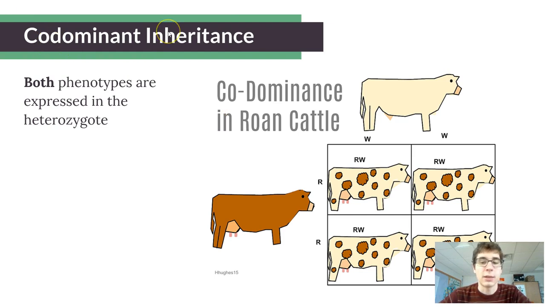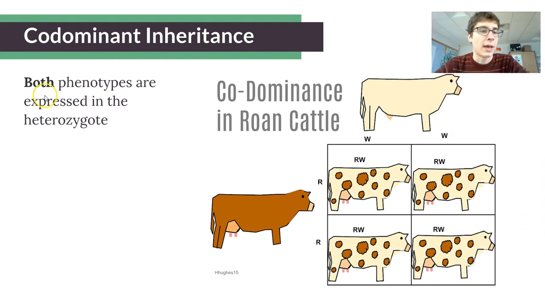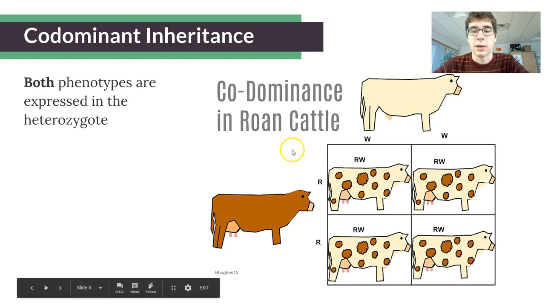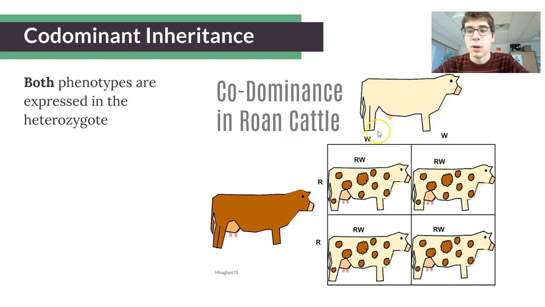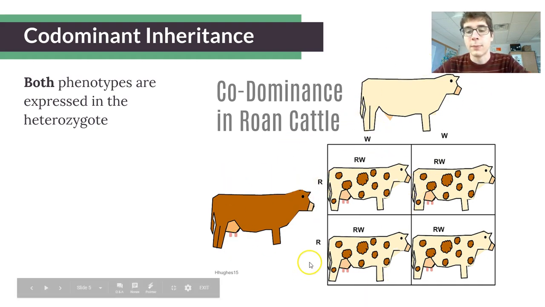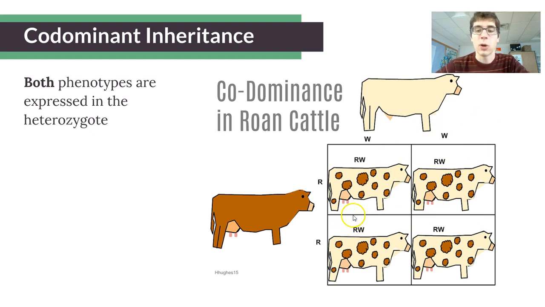So codominant, you're going to write down on our definition side, and we are going to say that both phenotypes are expressed in the heterozygote. In other words, here we have a brown cow, we have a white cow, we breed them, and they're going to give us a spotted cow, spotted because they're showing both white and brown. They're codominant.